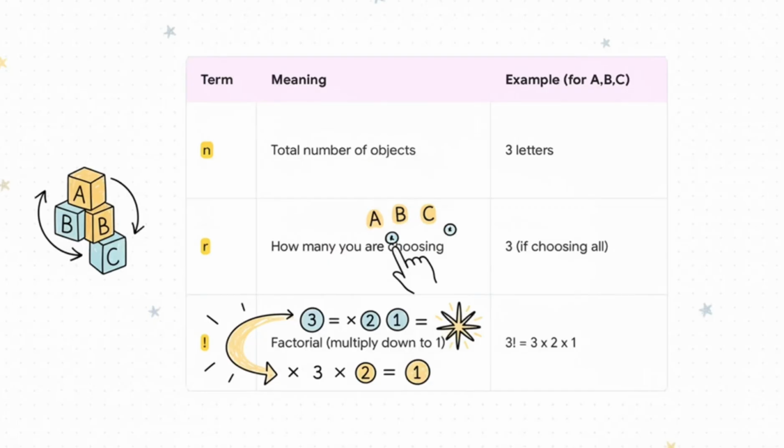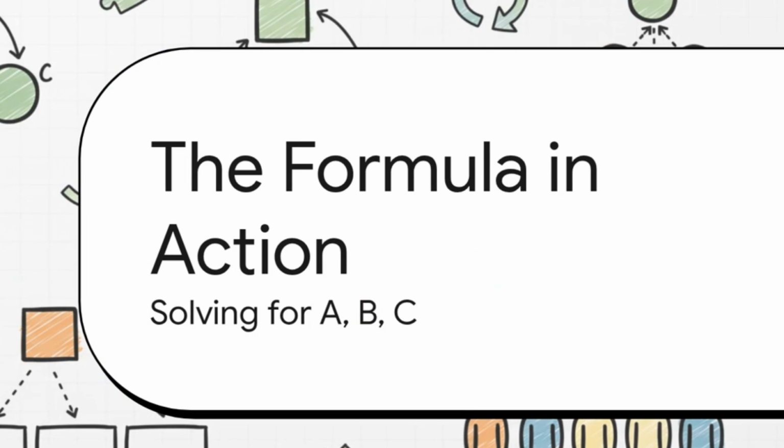Okay, let's decode this thing. First up, N. That's just the total number of things you have to choose from. For us, that's our 3 letters, right? Then there's R. That's how many things you're actually picking to arrange. In our first problem, we were using all 3, so R was 3. And the exclamation point? That's called a factorial. It's just a shorthand way of saying, take this number and multiply it by every number all the way down to 1. So 3 factorial, that's just 3 times 2 times 1. See? Not so bad. Okay, so now we get the pieces.